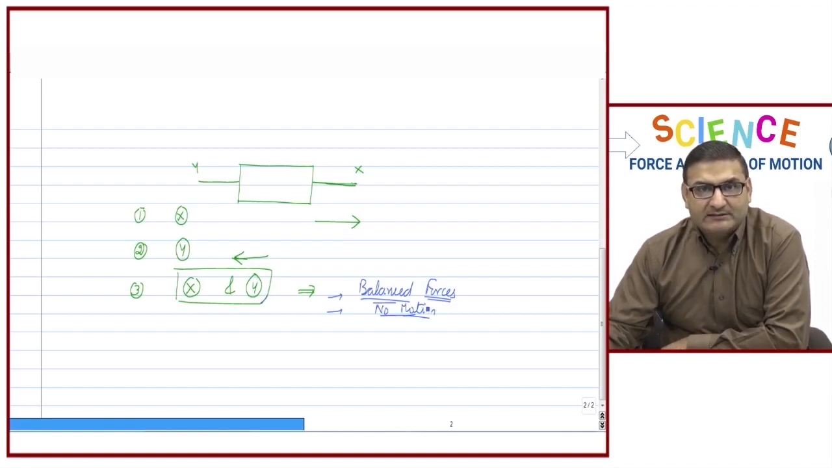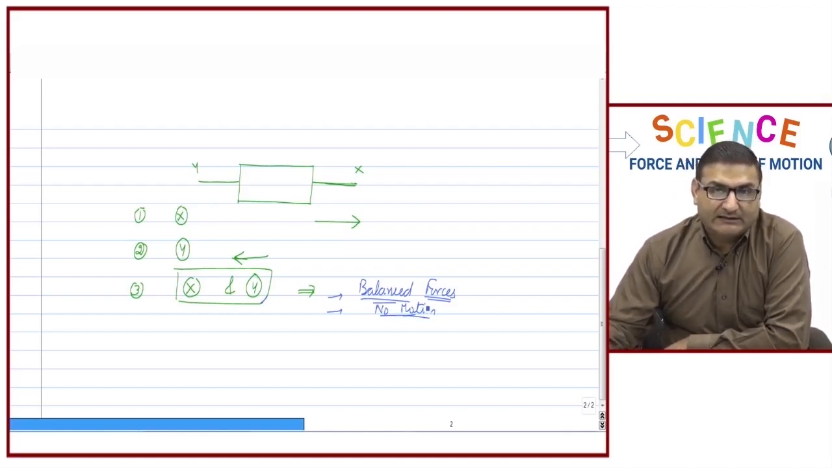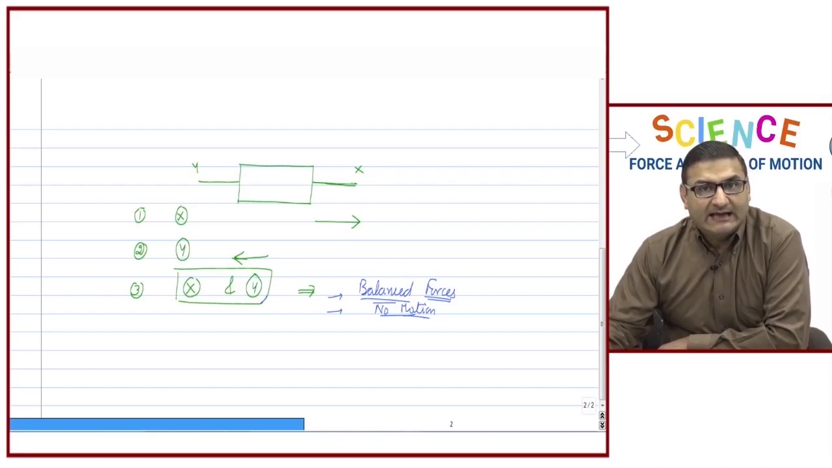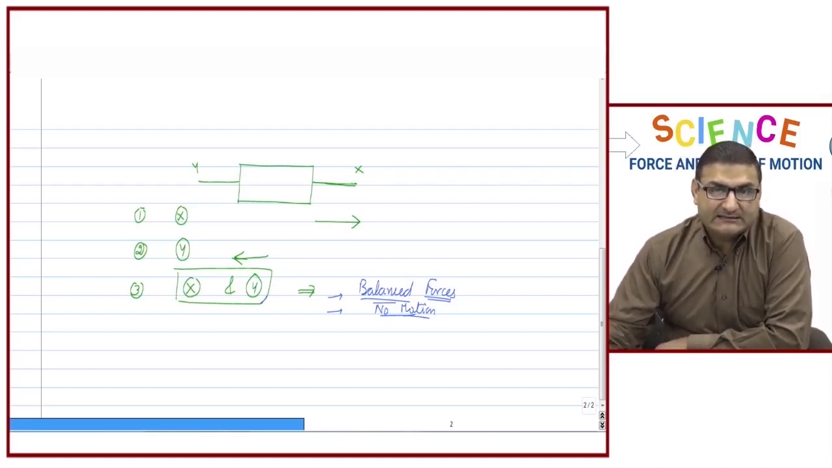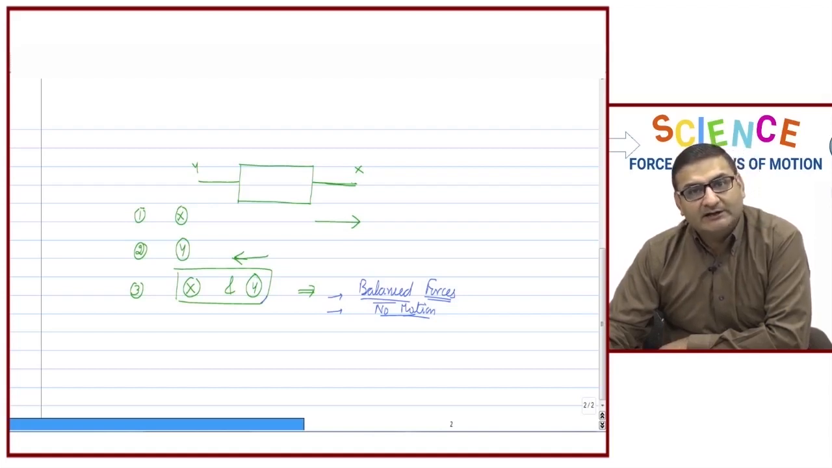Similarly, if there is a moving object and we apply these balanced forces, then in that case, the speed with which it was moving is going to continue uniformly. Why? Because balanced forces are acting on it, the resultant of which is zero. So ultimately there will be no effect or impact on the speed of that object whatsoever. So it will continue going at the same speed, right?